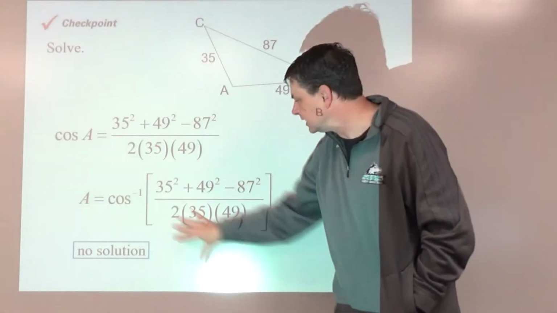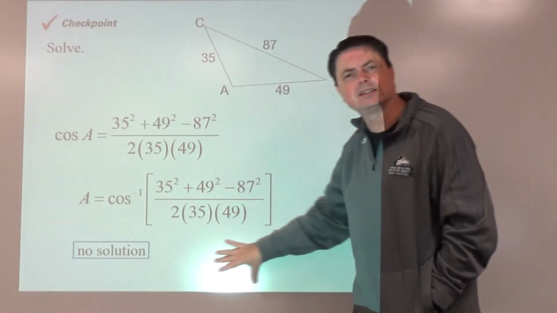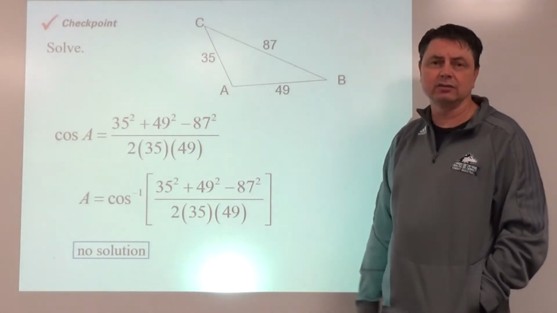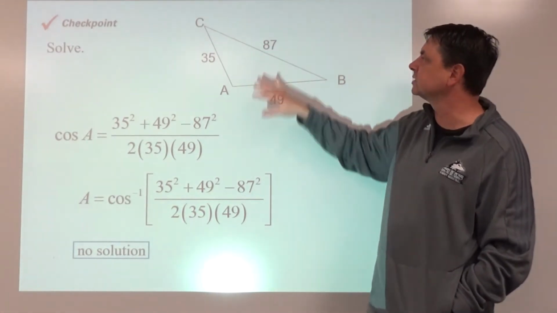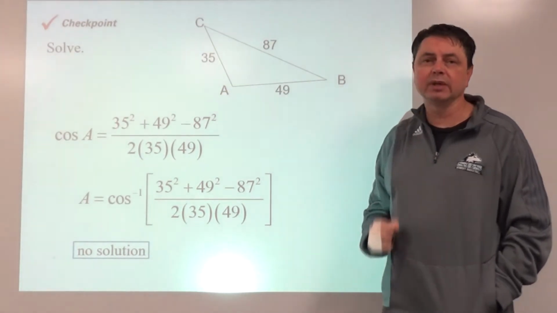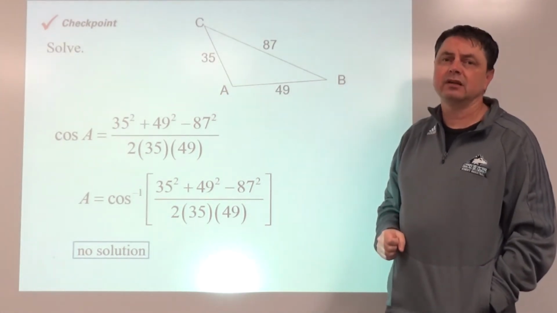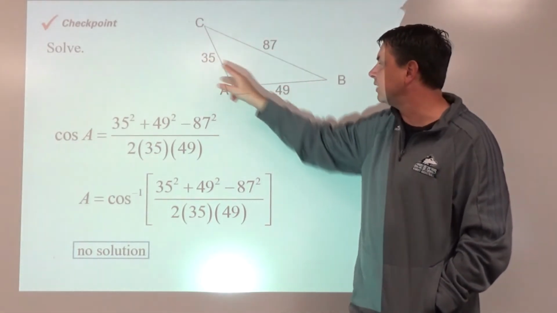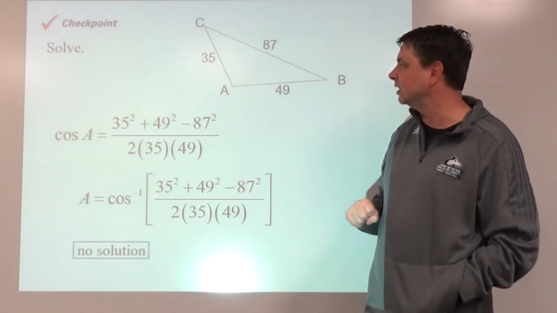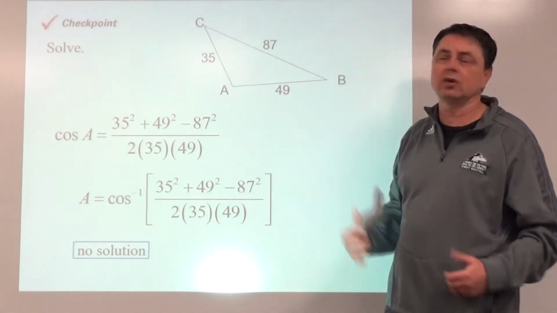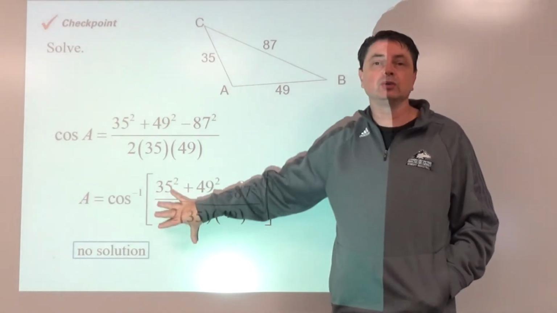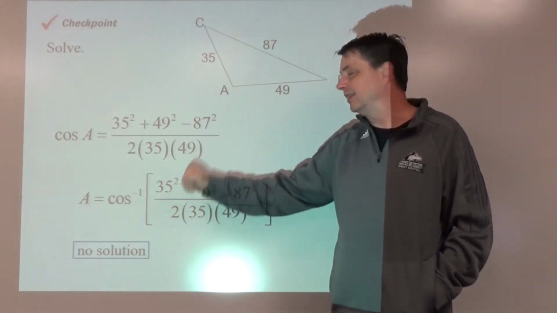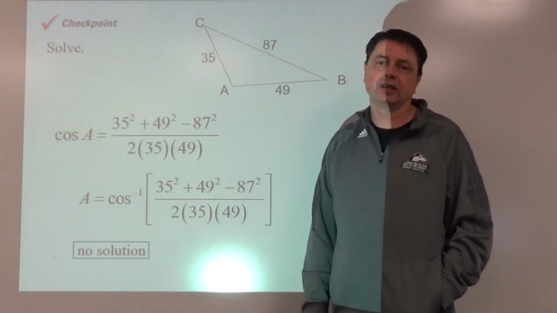So if we do that, it's going to say some sort of an error, a domain error. And the reason is that's not a triangle. You cannot have triangles of sides 87, 35, and 49 because the triangle inequality theorem states that if you add up any two sides, they have to be greater than the third side. 35 plus 49 is not greater than 87. We couldn't actually make a physical triangle with those measurements. That's why you got that error message there, because this ratio is larger than 1, and that is not in the domain of the inverse cosine function.